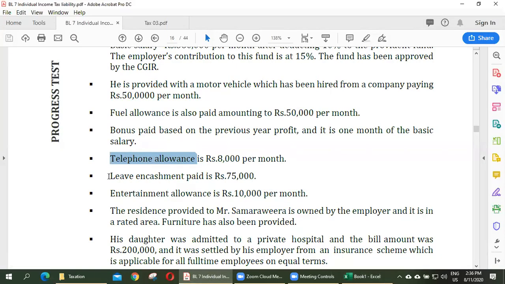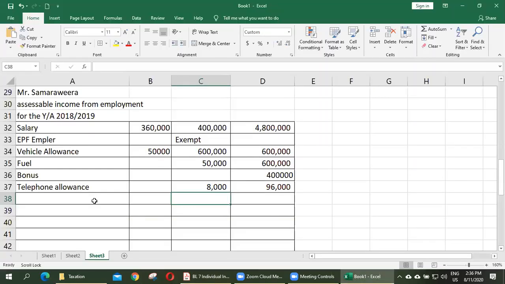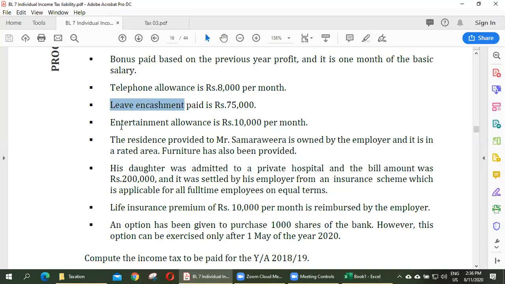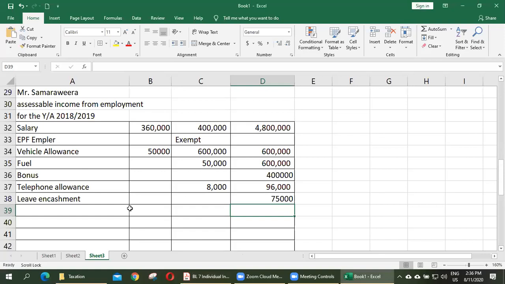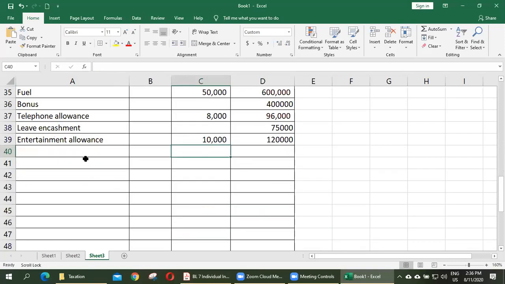And leave encashment 75,000 is an income. Leave encashment 75,000, and entertainment allowance is taxable, 10,000 per month. Therefore, 120,000, right?